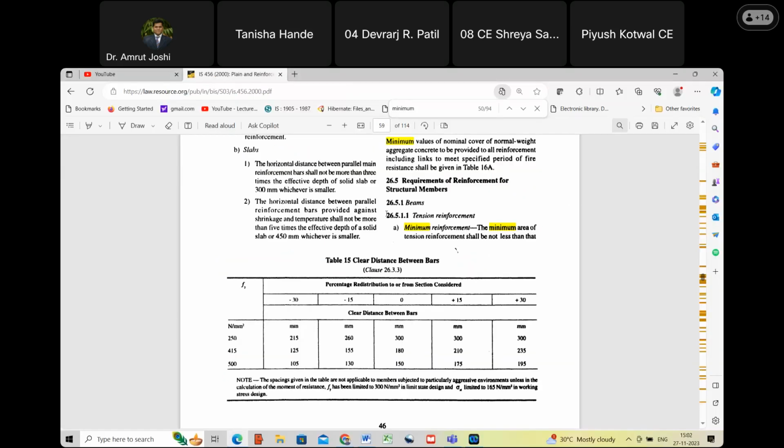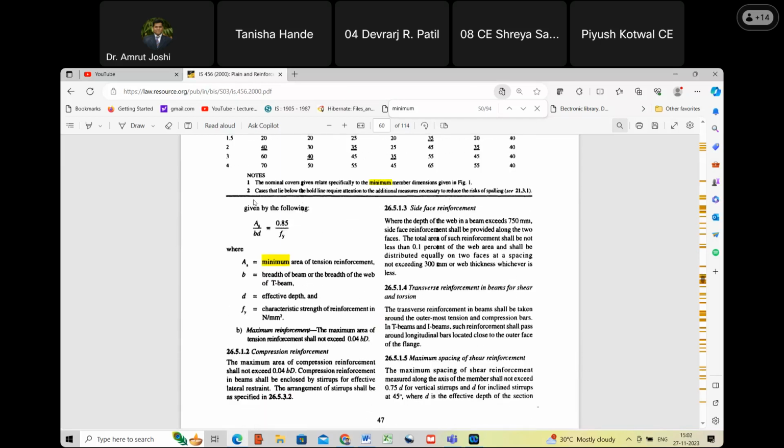Okay. So this is the clause of IS 456, requirements of reinforcement for structural members. For beam, the minimum area of tension reinforcement shall not be less than that given by AS upon BD, where AS is the minimum area of tension reinforcement, B is the breadth of beam or breadth of the web of T beam. In our case, it is 300 mm. Are you with me? Yes, sir. D is effective depth. In our case, it is 1100 mm. So the reinforcement AS by BD cannot be less than 0.85 upon Fy. Are you with me? Yes, sir.